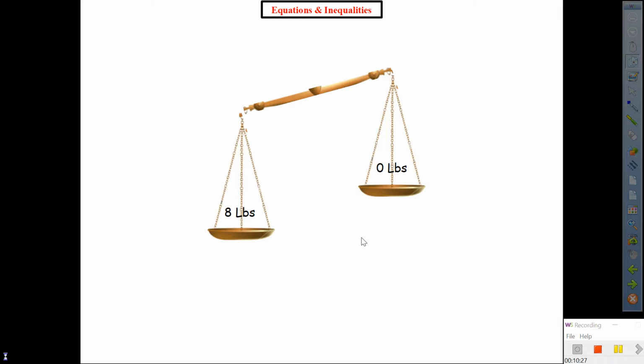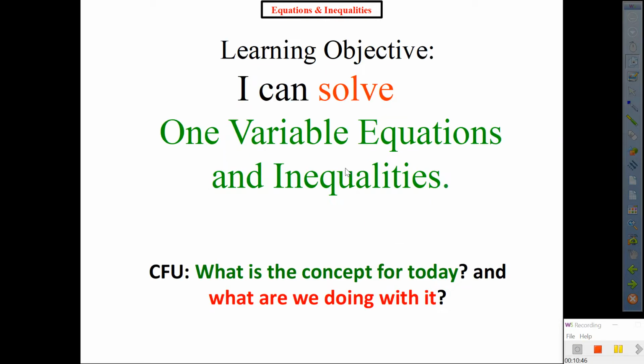And as they're doing that, quick recap on how we started with one variable equations and inequalities. We started off that we did scales, right? If it's balanced, it's an equation. If it's not balanced, it's a what? Inequality. And then we did a couple of these and so on and so forth. All right? So our objective for today, you can solve one variable equations and inequalities. Where do you write that on your Cornell notes? At the bottom left. One variable equations and inequalities. I can solve one variable equations and inequalities.